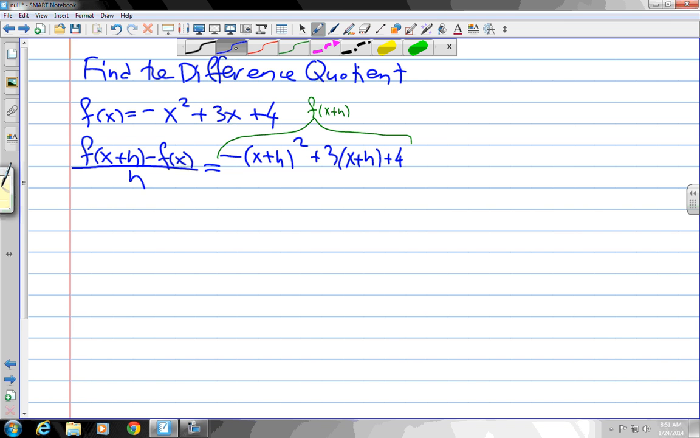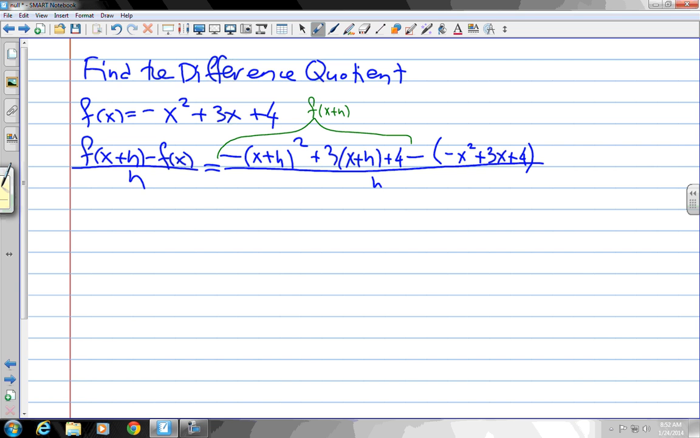Then the formula tells me to subtract f of x, subtract the original function. So I have to be very careful. I'm going to put a minus and a set of parentheses, so this way I'll make sure that the negative distributes throughout the function. Or you can change all the signs, but it's harder to keep track of. And everything over h. So this thing right here is f of x.